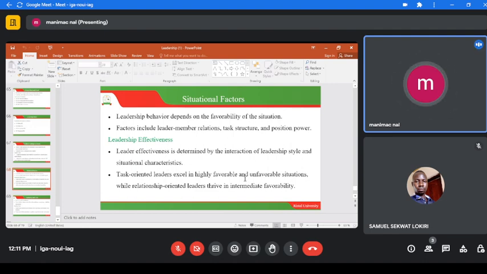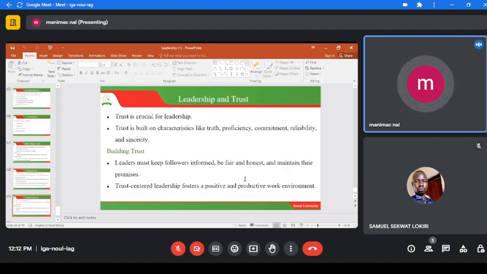Further still, what about leadership effectiveness? Leadership effectiveness is determined by the interaction of leadership style and situation characteristics. We also look at how task-oriented leaders excel in highly favorable and unfavorable situations, while relationship-oriented leaders thrive in intermediate favorability.